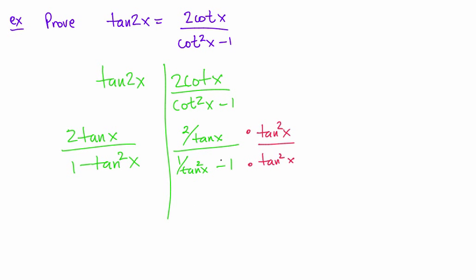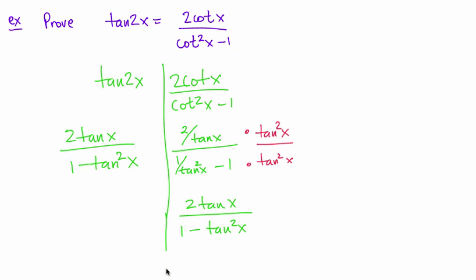If I do that on the top, one of the tans is going to cancel, and I'm going to get 2 tan x. And if I do it on the denominator, tan squared x cancels with tan squared x, I get 1 minus tan squared x times 1 is tan squared x. And look at that. I have exactly the same on both sides. So I'm done my proof.